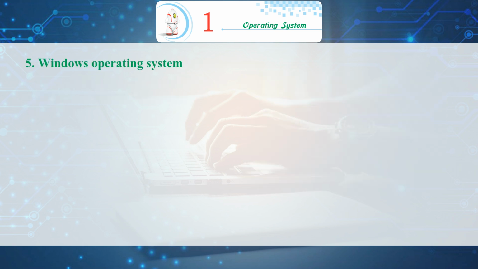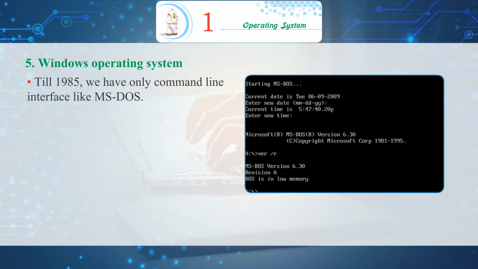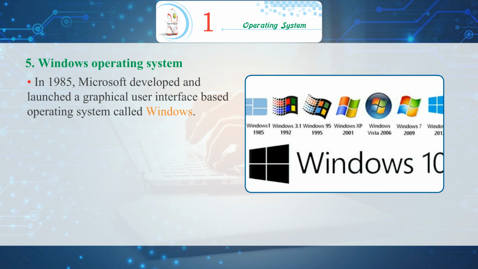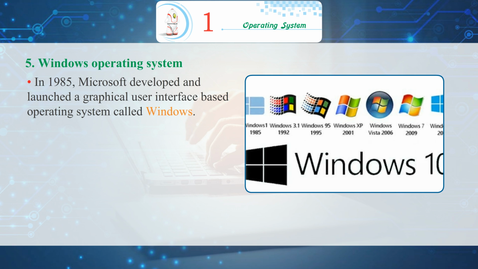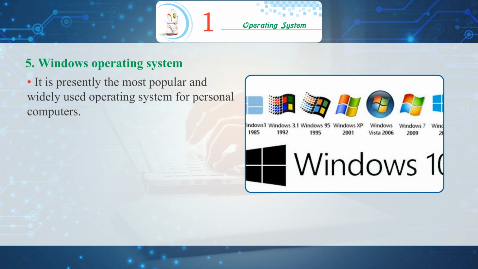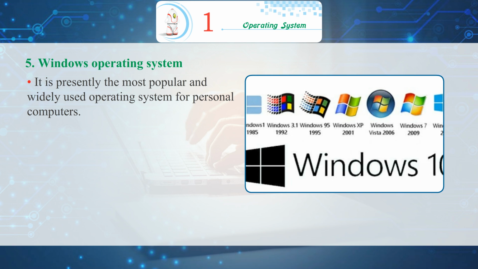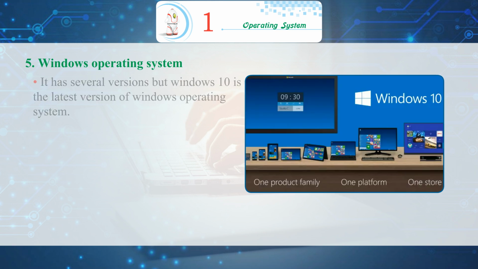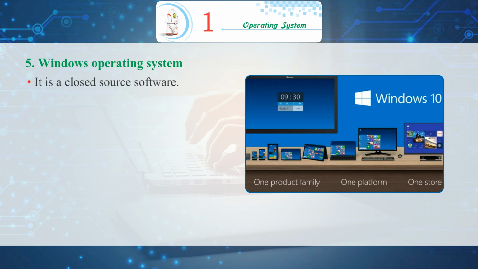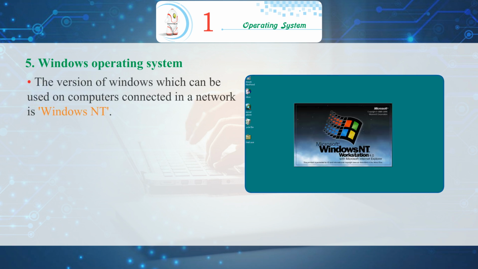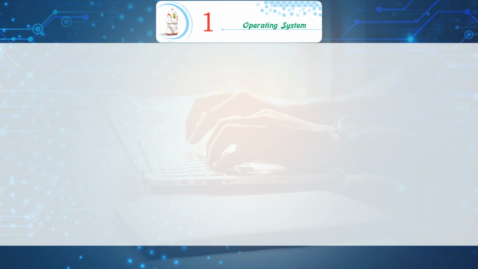5. Windows Operating System. Till 1985, we had only command line interfaces like MS-DOS. In 1985, Microsoft developed and launched a graphical user interface-based operating system called Windows. It is presently the most popular and widely used operating system for personal computers. It has several versions, but Windows 10 is the latest version of the Windows operating system. It is closed-source software. The version of Windows which can be used on computers connected in a network is Windows NT.